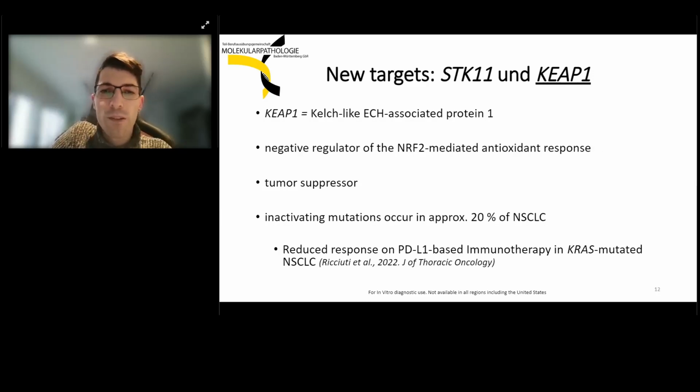The same is true for the gene KEAP1, which is a negative regulator of the NRF2 mediated antioxidant response. Similar to STK11, KEAP1 acts as a tumor suppressor gene, and inactivating mutations occur in approximately 20% of NSCLC. STK11 and KEAP1 are often co-mutated in NSCLC, and KEAP1 mutations may lead to a reduced response to PD-L1 based immunotherapy as well, especially in KRAS mutated NSCLC.